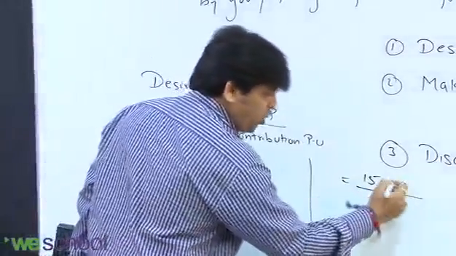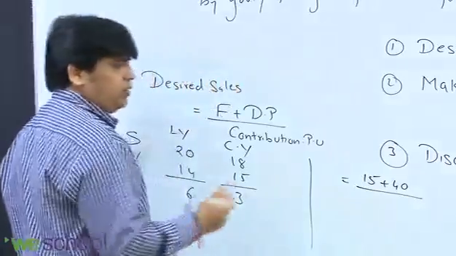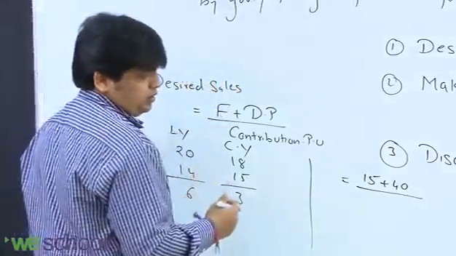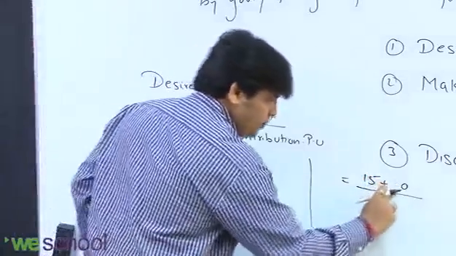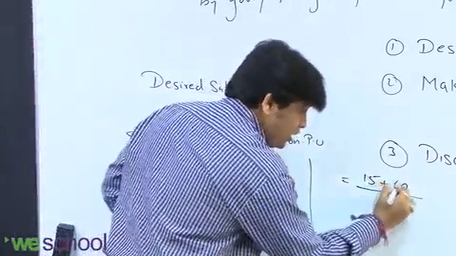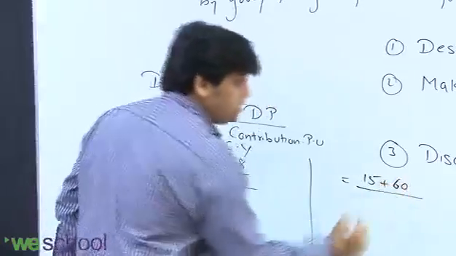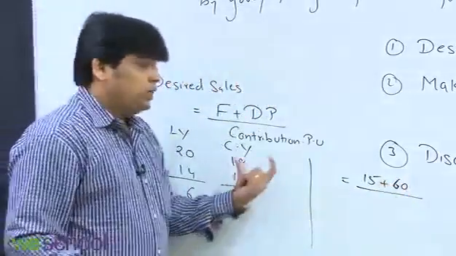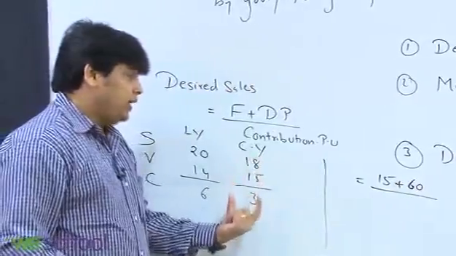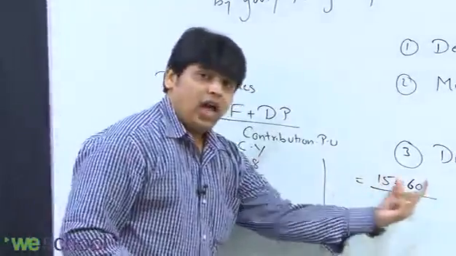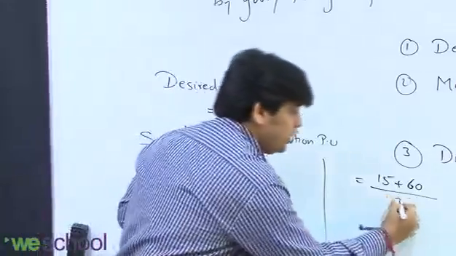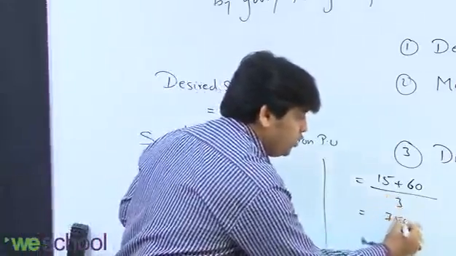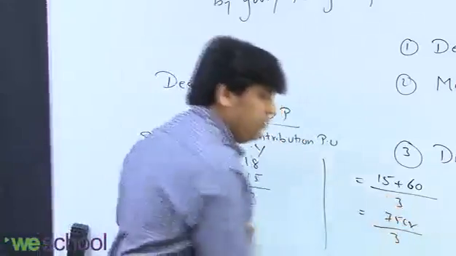Suppose last year's profit is 40. Okay, I will take 60. My desired profit of last year is 60. Now what I was saying is that I have to earn this profit as per the new cost structure. What is the new contribution? 3 rupees. So 75 crores divided by 3.